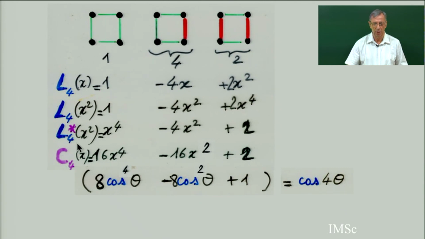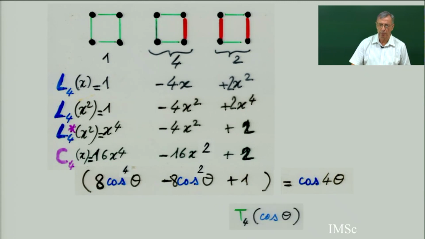Maybe there is something wrong here. Yes, here it's C4 of 2x, and then I take half of this to get T4 of the Chebyshev first kind. This is T4 of cosine theta. Take this, reciprocal, replace x by x², take the reciprocal, then replace x by 2x, and then taking half of this gives you Tn.